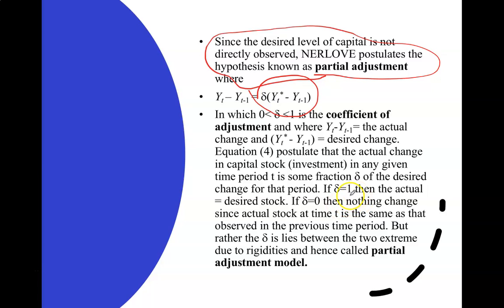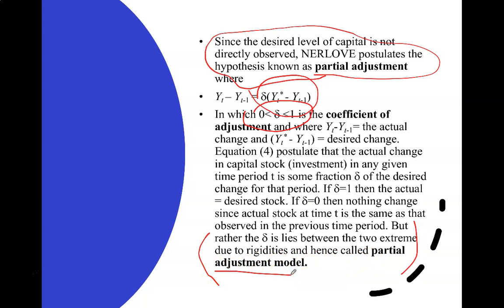So if it's equal to 1, then actual is equal to the desired. If it's 0, then nothing changed. So the figure goes from 0 to 1, or usually more than 0 and less than 1, which is shown here, right? Less than 1, more than 0. So it can be 0.1 up to 0.9999, for example. And this delta lies between the two extremes, and then it's called the partial adjustment model.